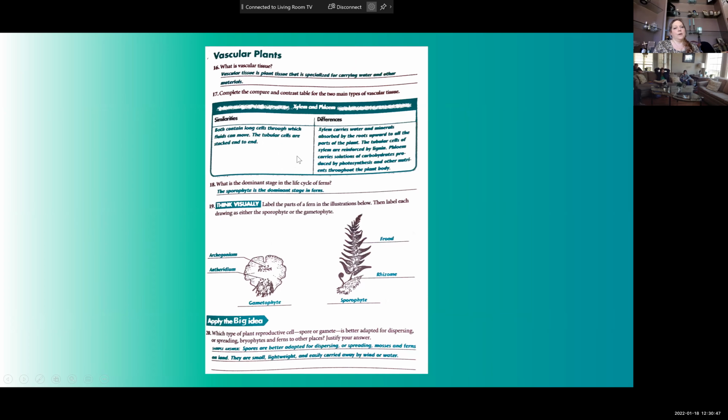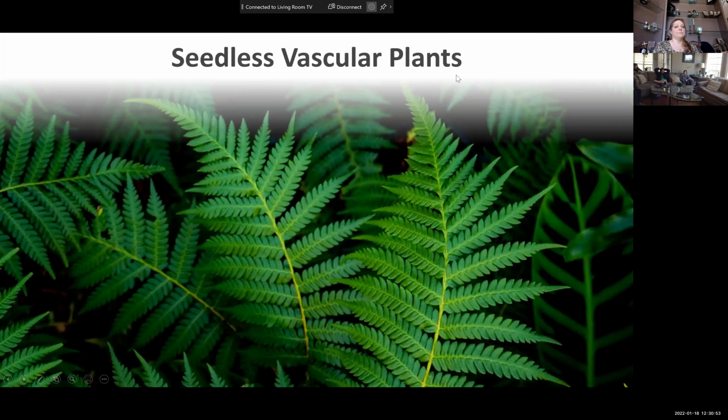So in vascular plants, and we're going to talk more about this in a minute, I think this one is maybe out of order from your notes, but xylem and phloem, which we're getting there. So here's our vascular plants, seedless vascular plants.